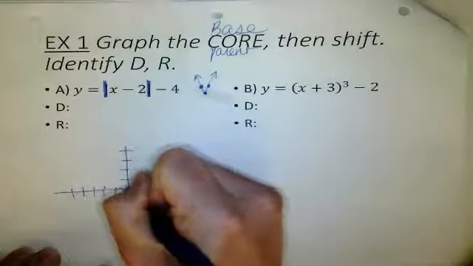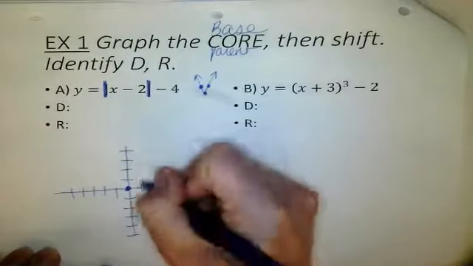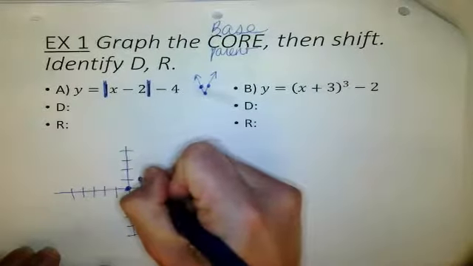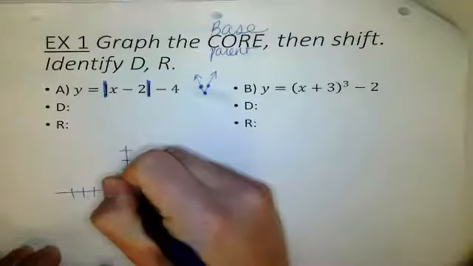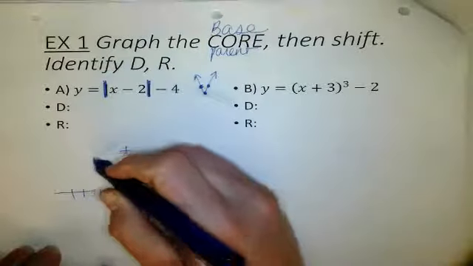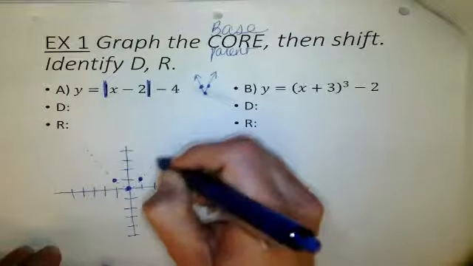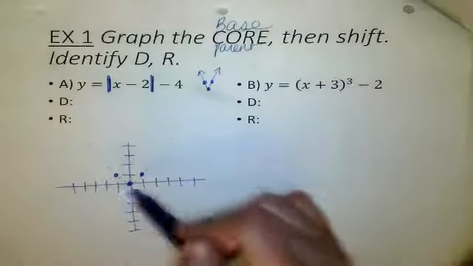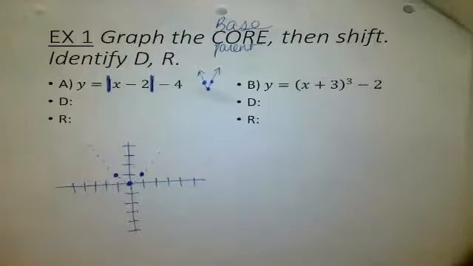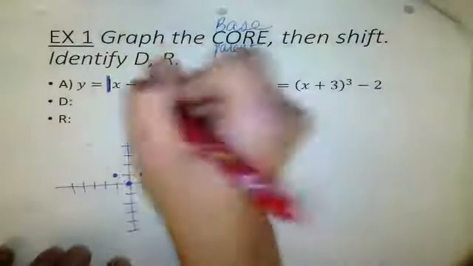0, 0. What else? 1, 1, and negative 1, 1. So those are our main 3 points. And again, these are just for reference. This graph isn't really there. If you want to just use those 3 dots, that's fine. If you want to do a dotted graph, that's its original starting position. But now we're going to slide it around.